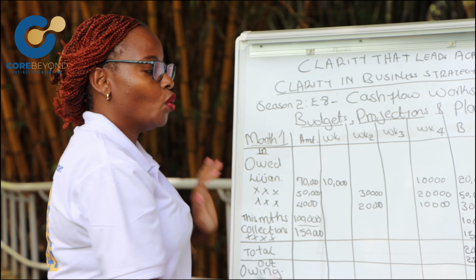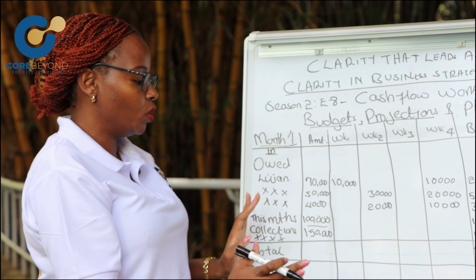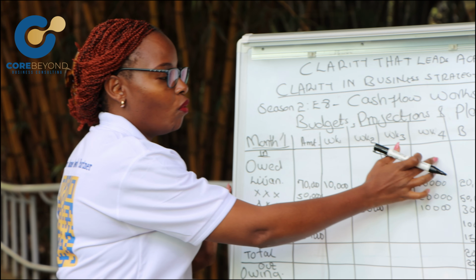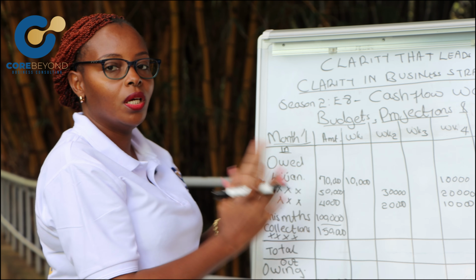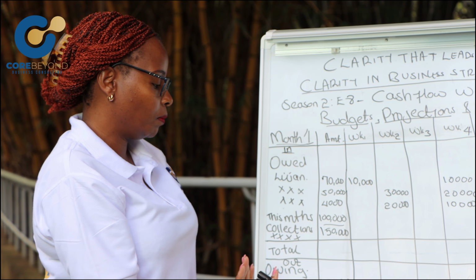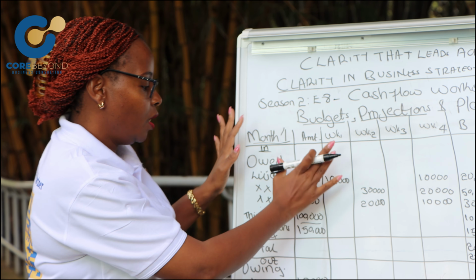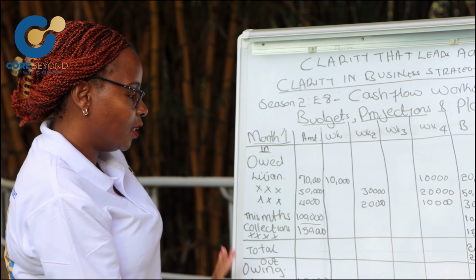If you don't have this, you're operating in reactive mode, which means you're waiting for week 4 to try and pay your bills. That may not work. The reason I have these weeks here is that, depending on how your money is coming in, that is how you need to pay out.